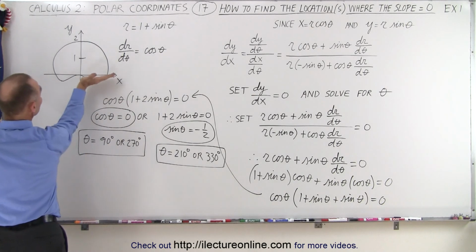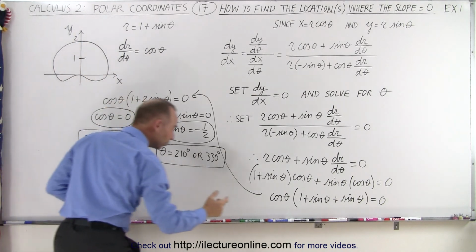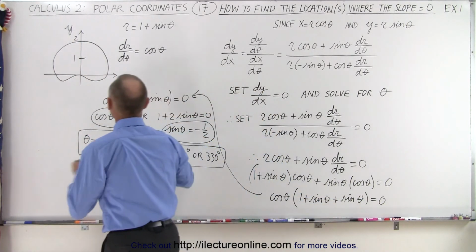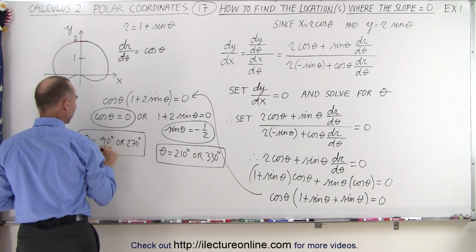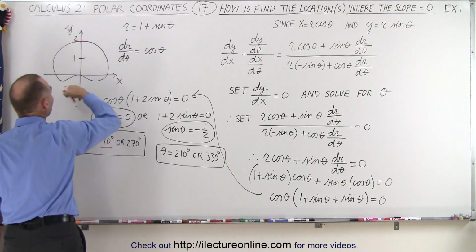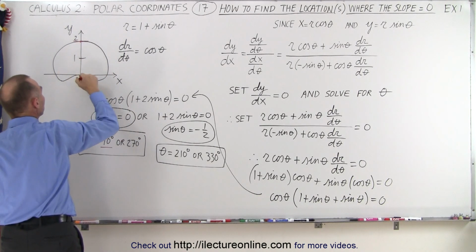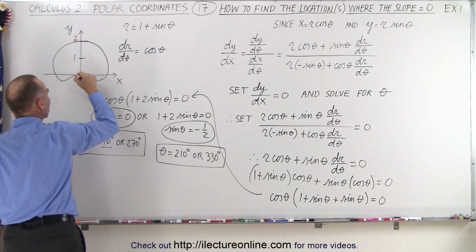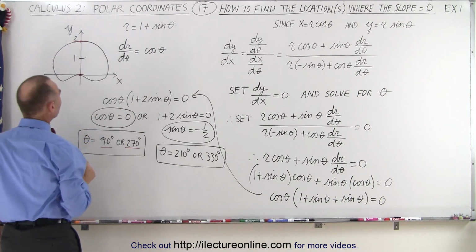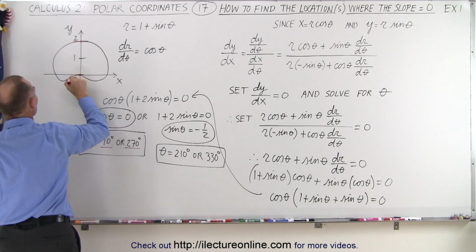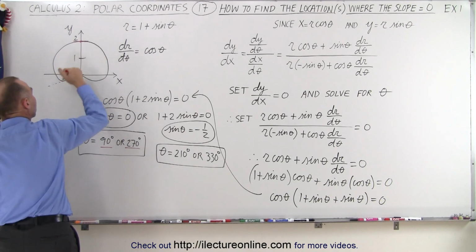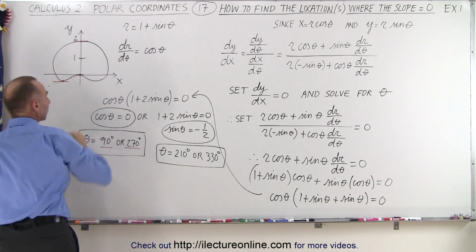So first at 90 degrees, which is the point right up here, and let me use a different color. So you can see that right here at this location, that's where the slope is 0, that's at 90 degrees. Then we come all the way around here, that's 90, 180, 270, that's right here. The slope here is also equal to 0. And then at 210 degrees, which is 30 degrees past 180 degrees right here, the slope is equal to 0.